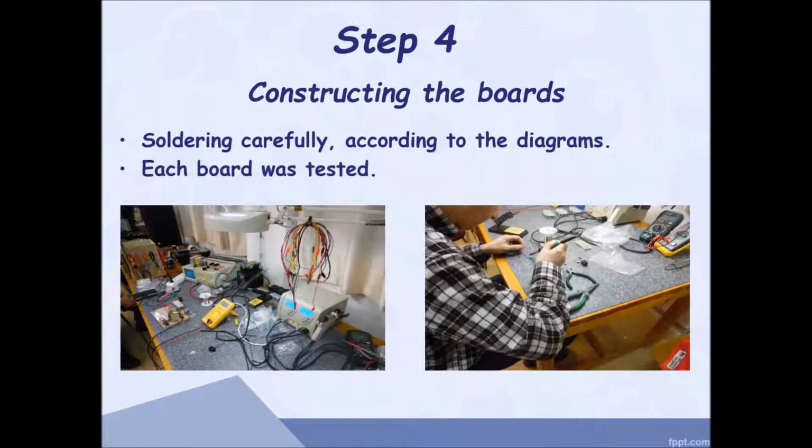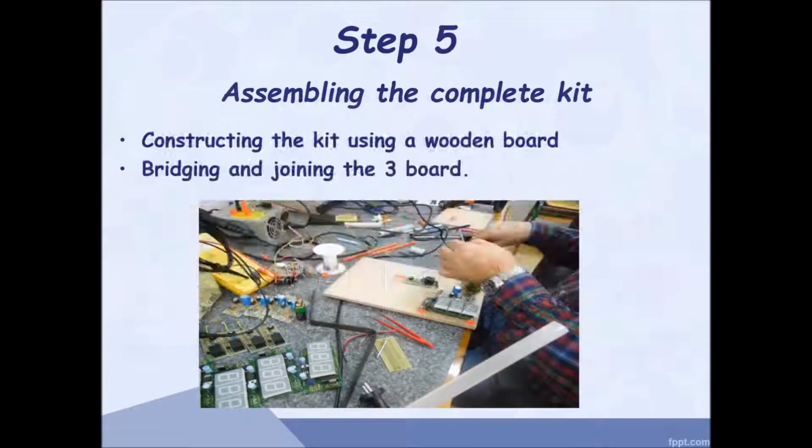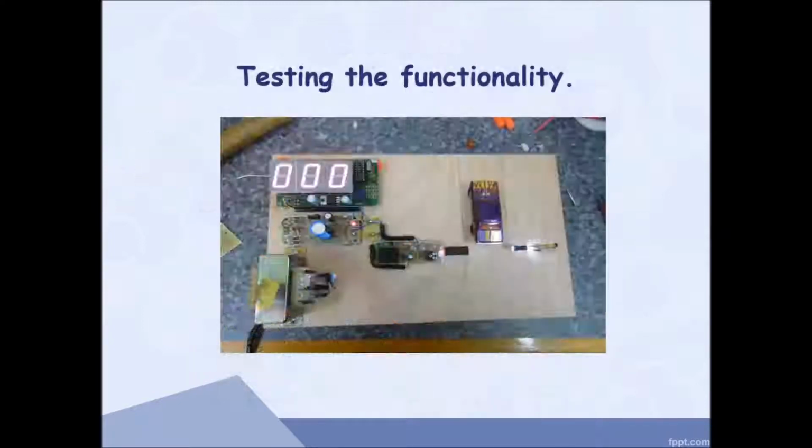Step 4 was about constructing the boards by soldering them carefully according to the diagrams. Each board was carefully tested. The last step was about assembling the complete kit. We constructed the kit using a wooden board in order to bridge and join the 3 subboards. Finally, we tested the functionality of the complete kit using a toy car.